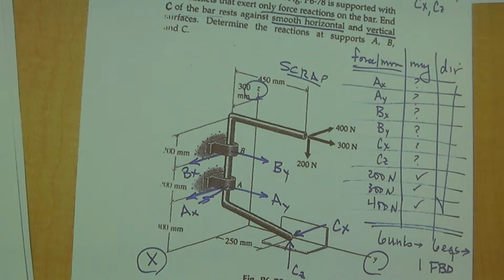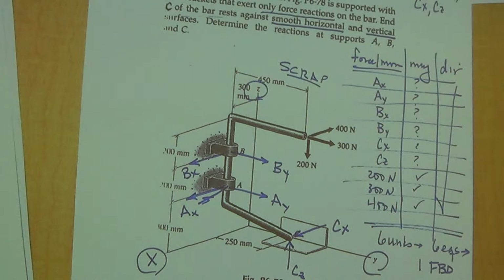No moment. Why? Parallel. How about 300? Negative. So how's 3D right-hand rule for you guys? Are you experts or close to it? Okay, do you want to go solve this problem vectorially?